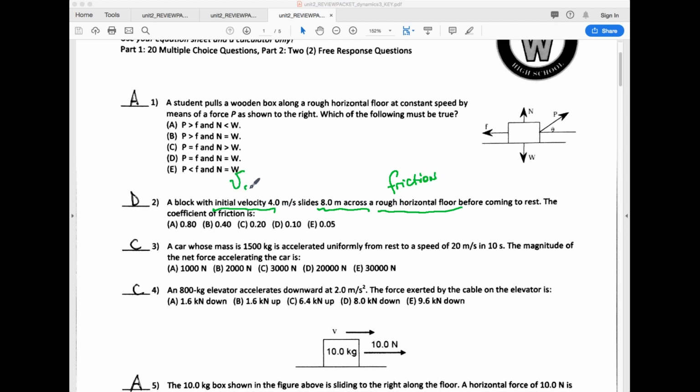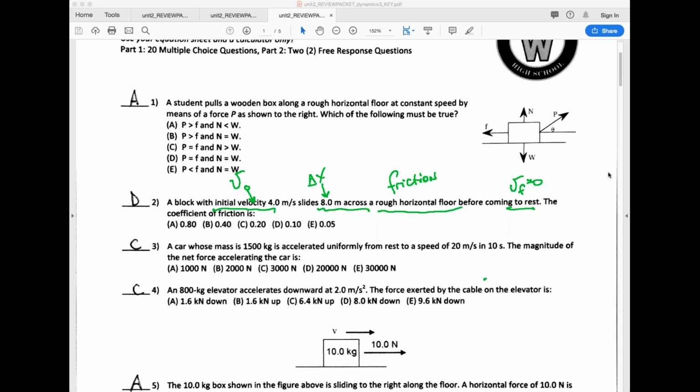And this information here, the initial velocity and the horizontal displacement, should smell like kinematics to you. You should be like, yep, I'm being given acceleration data, just without the acceleration. So I know that it comes to rest, so the final velocity is equal to 0. And if I knew a, that would make this problem much easier.